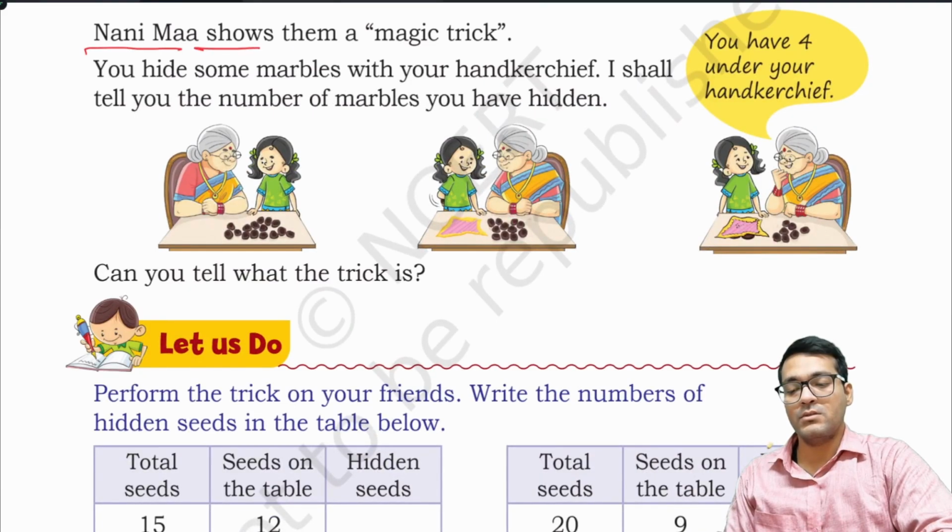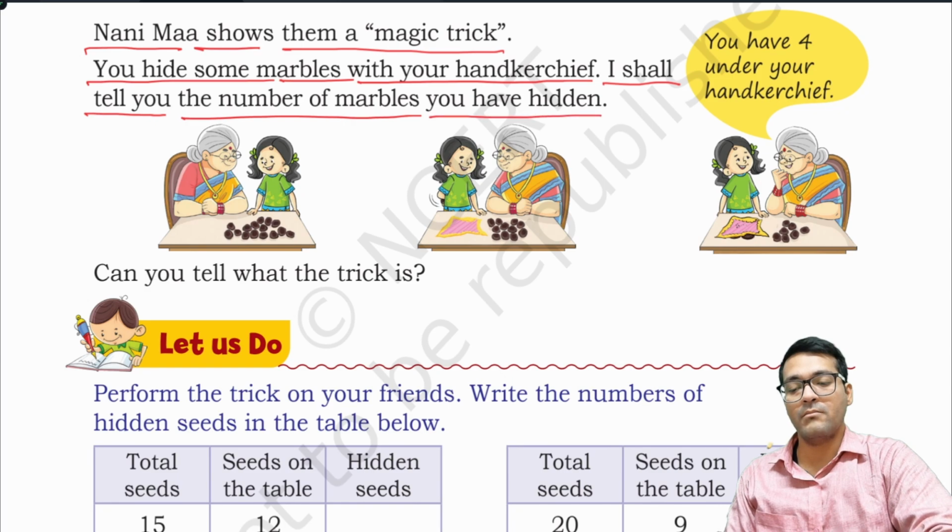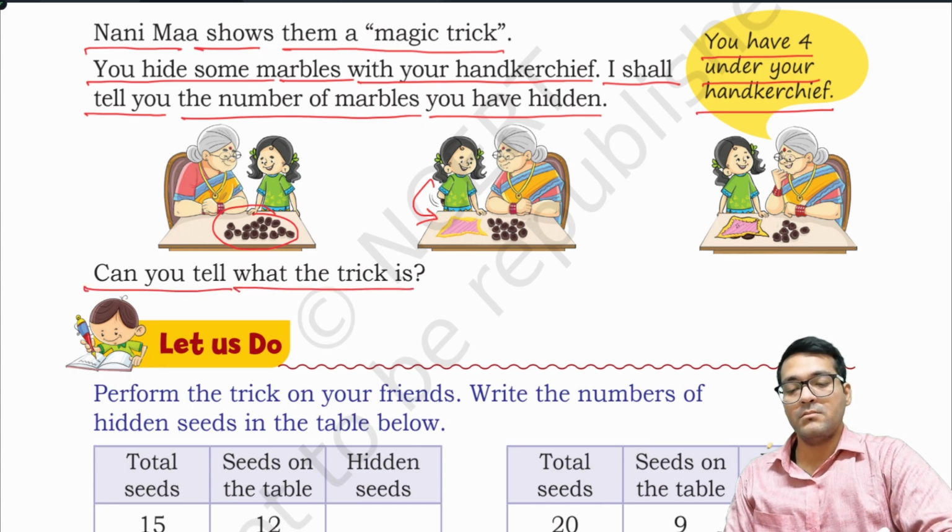Nani Maa shows them a magic trick. You hide some marbles with your handkerchief. I shall tell you the number of marbles you have hidden. You can see some marbles are here on the table. After hiding it with a handkerchief, Nani Maa said, "You have 4 under your handkerchief." Can you tell what the trick is?